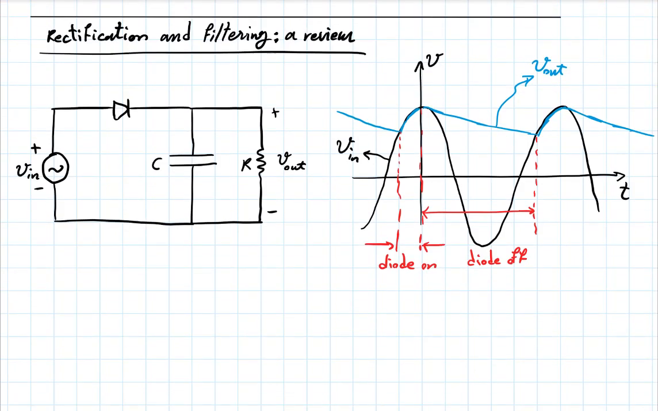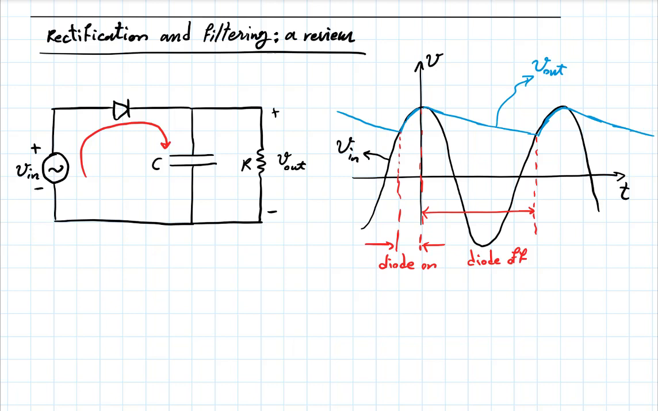And so if we look at the circuit, this is what really was happening. When the diode is on, this is the path that the current takes. And so you essentially have accumulation of positive charge on the top side of the capacitor, on the top plate. And so the voltage across the capacitor rises. And the voltage across the resistor is the same as that across the capacitor.